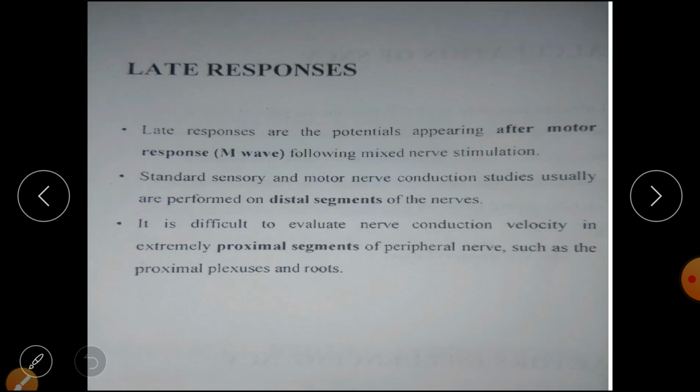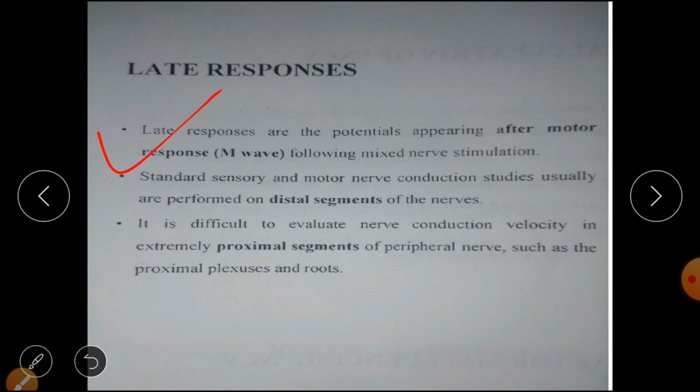What are late responses? Late responses are the potentials appearing after the motor response. Whenever the motor response comes and then after some time another response occurs, that is the late response. It follows a mixed nerve stimulation.